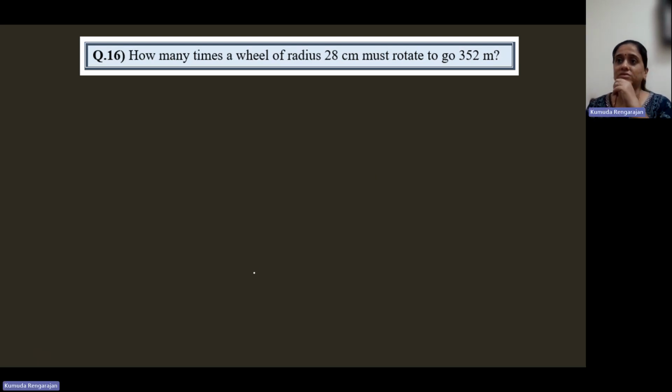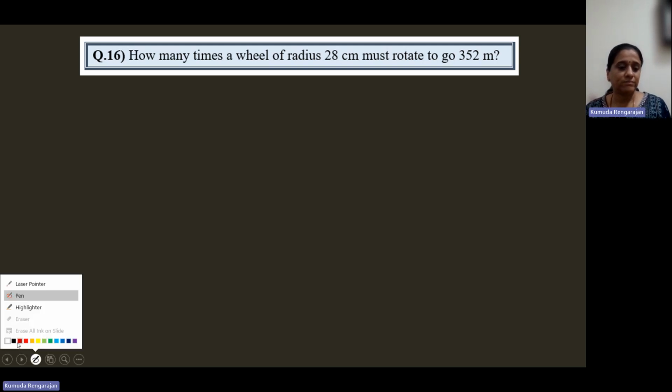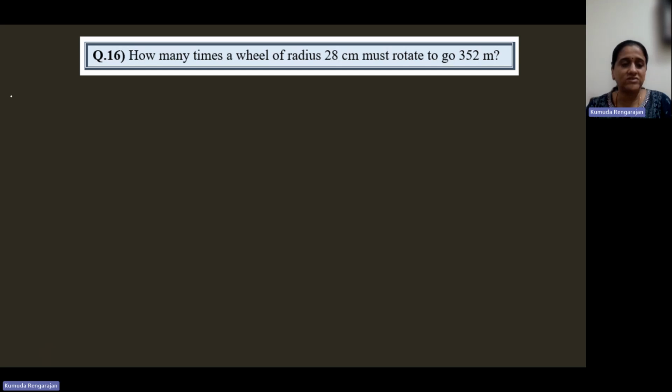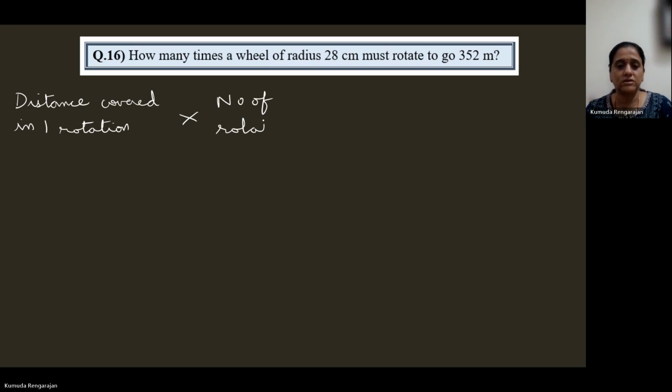Let's see one formula before this. There's a very simple and important formula which says: distance covered in one rotation into the number of rotations is equal to the total distance covered.